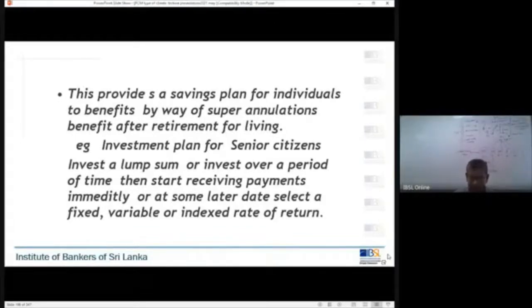Somebody talked about the senior citizen. I think you are referring to the investment plan for senior citizens. Invest a lump sum or invest over a period of time, then start receiving payments immediately or at some later date. Select a fixed, variable or index rate of return.